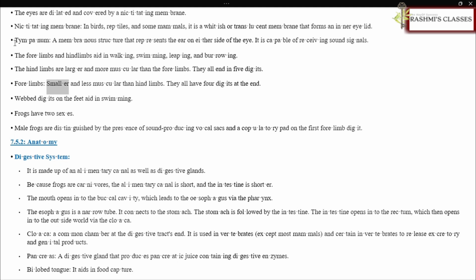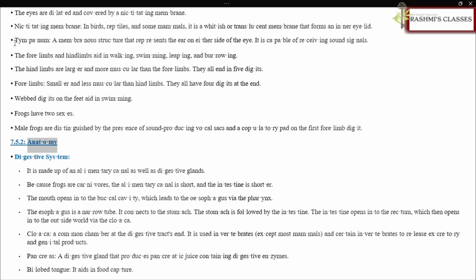Forelimbs, smaller and less muscular than hind limbs. They all have 4 digits at the end. Webbed digits on the feet aid in swimming. Frogs have 2 sexes. Male frogs are distinguished by the presence of sound-producing vocal sacs and a copulatory pad on the first forelimb digit.